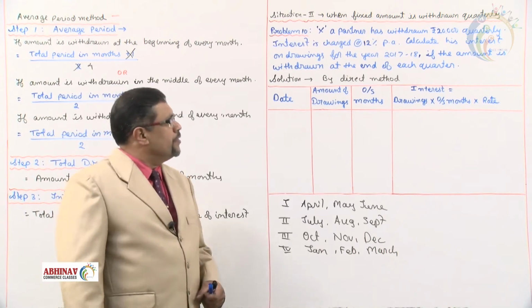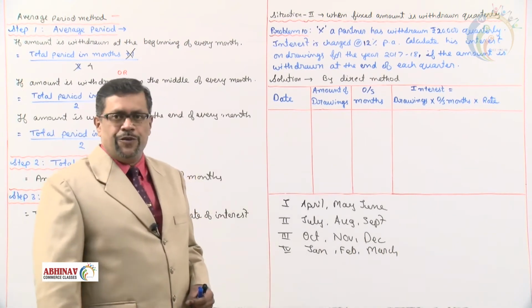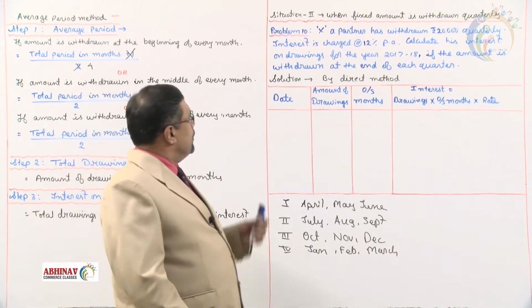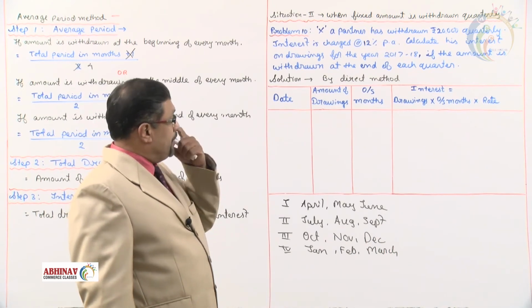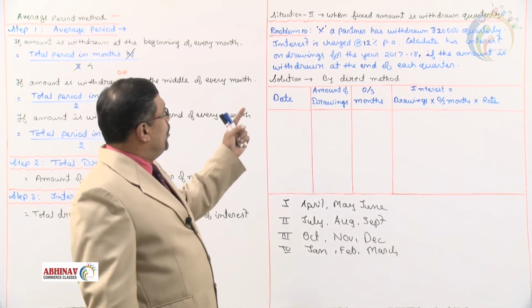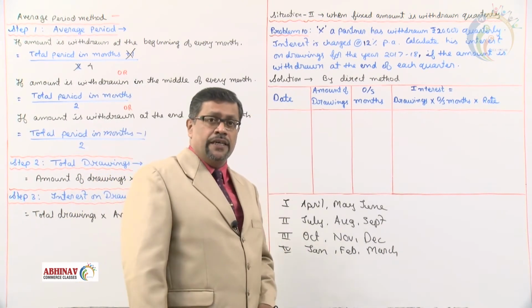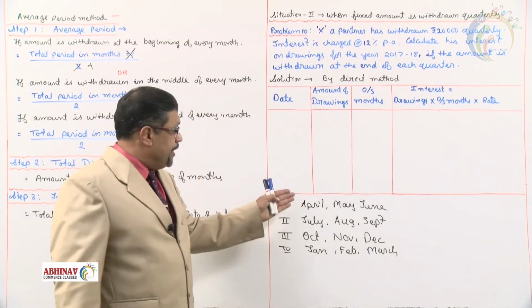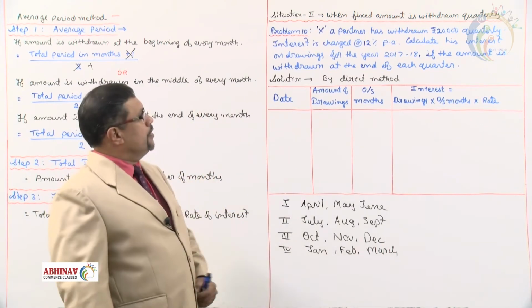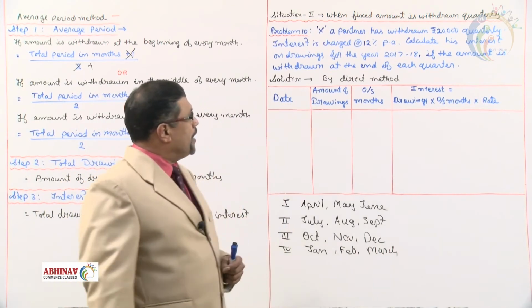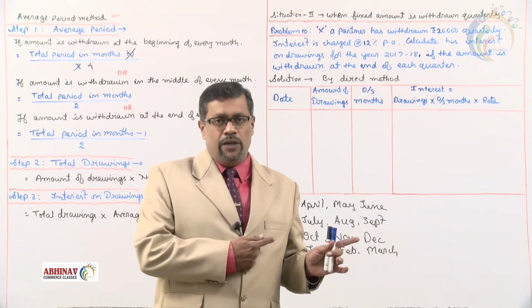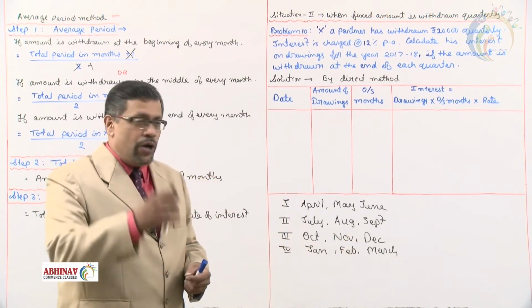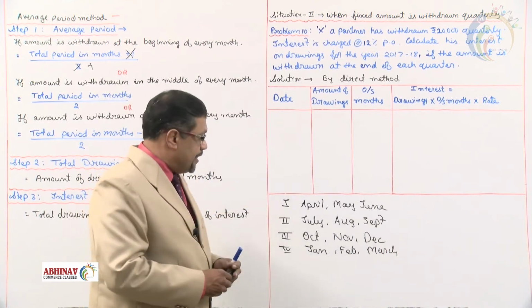Problem 10. A partner has withdrawn rupees 20,000 quarterly. Interest is charged at 12% per annum. We need to calculate interest on drawings for the year again, 17-18, which means these are the 4 quarters. The amount is withdrawn at the end of each quarter; in the previous problem it was withdrawn at the beginning of every quarter. First let us write down the dates.